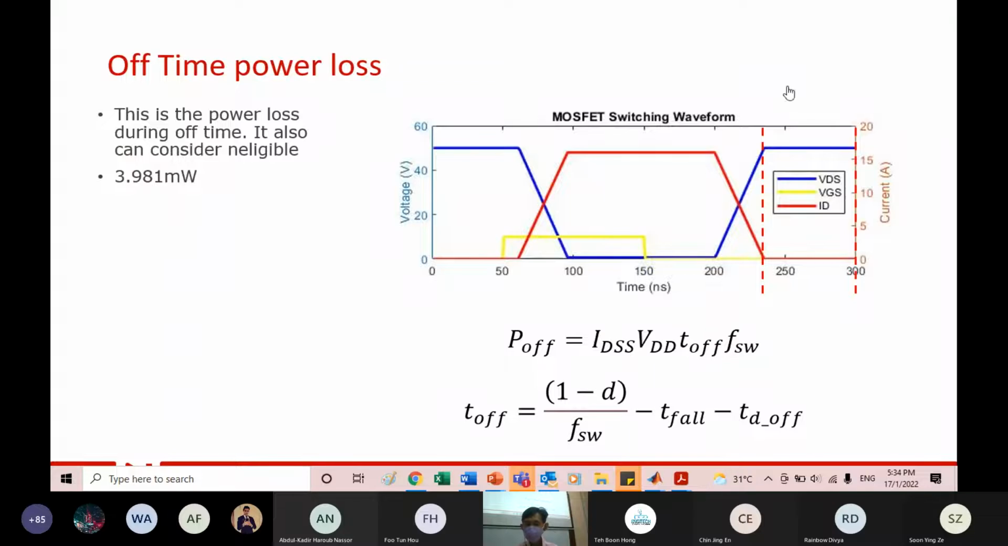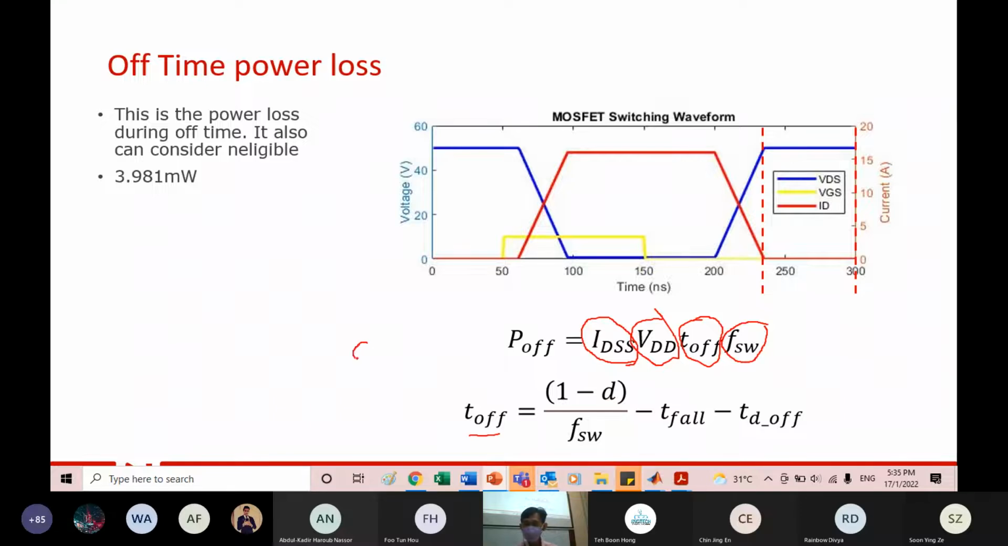So after that, the last part is the off time power loss. Again, you will see that it's the opposite of the on time. So off time is no longer ID, it's IDSS already. This is the off time current, which is very low. Multiply by your voltage, multiply by your off time, and multiply by your frequencies. The off time here is 1 minus D. D is your duty cycle, right?